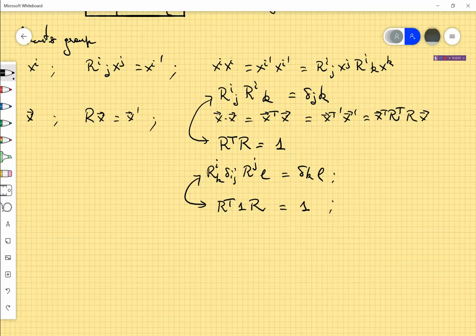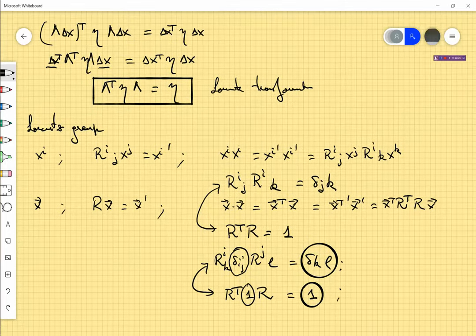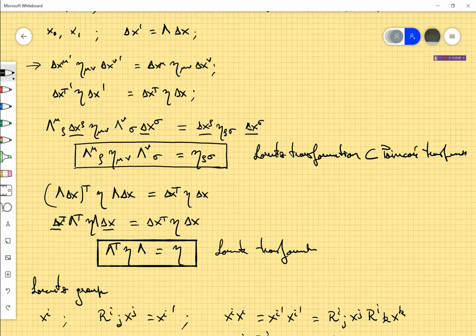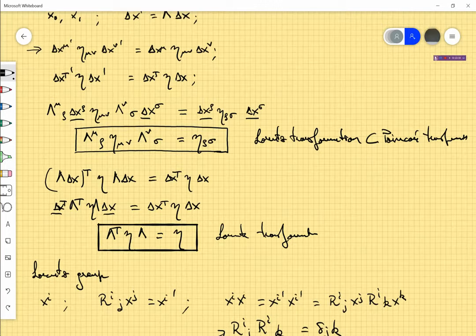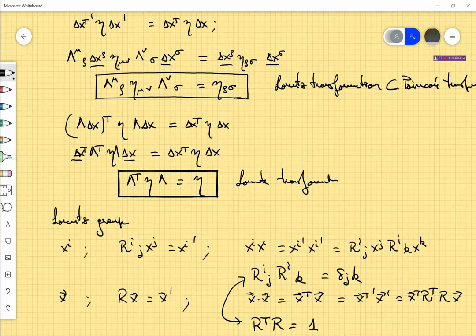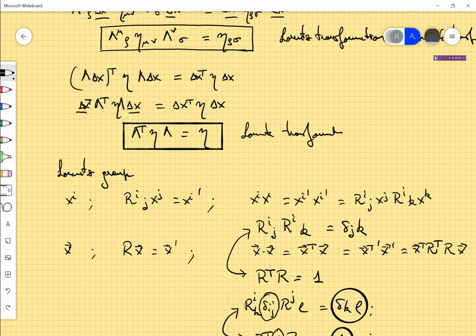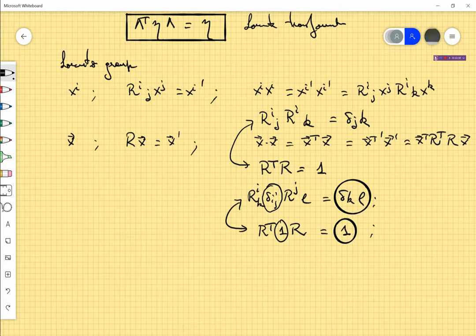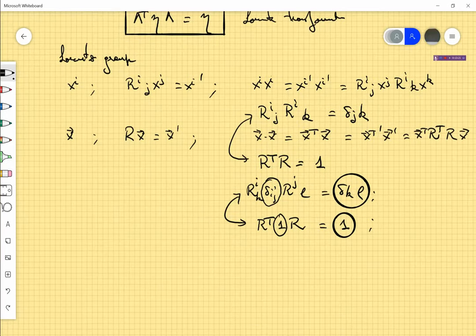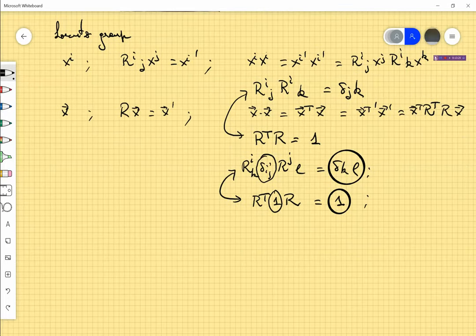Now let me compare this expression, which tells you that rotations are linear transformations that leave invariant this delta, which is this 1, with these expressions that we got here, which tell you that Lorentz transformations are linear transformations that leave invariant this eta. There is a notation for this. You see that they are analogous. These kinds of transformations are called orthogonal transformations.